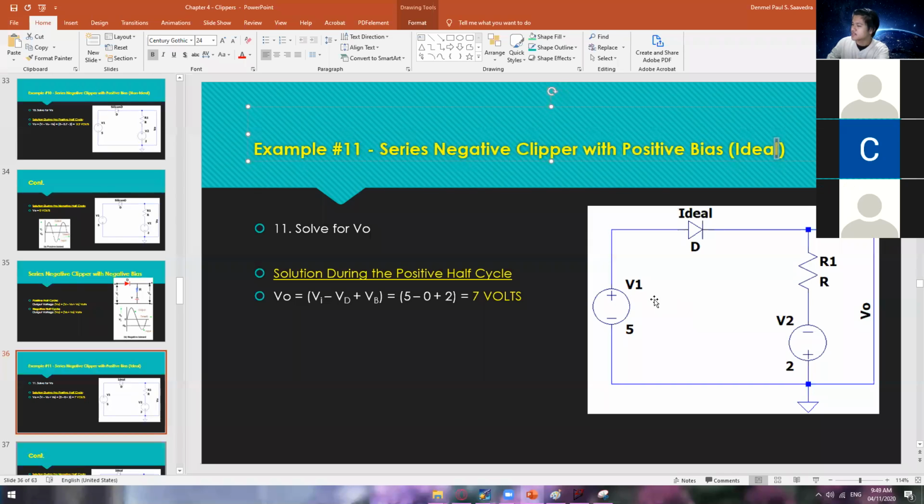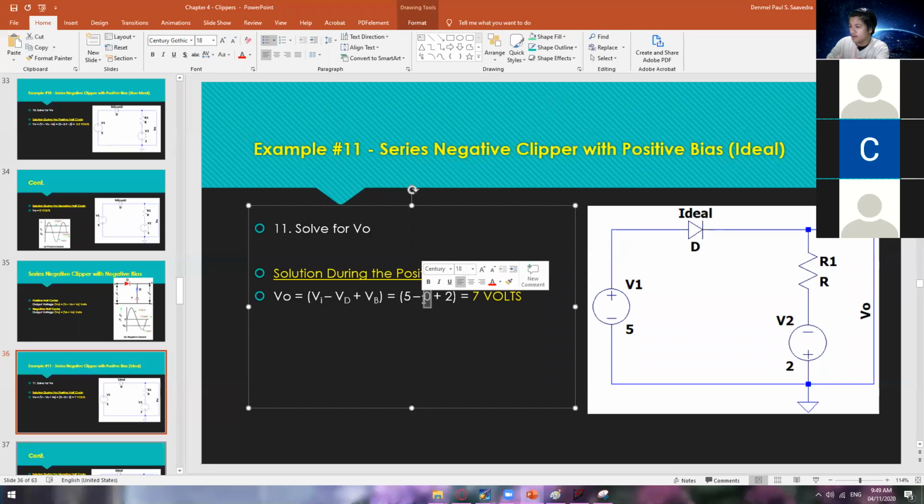Anyway, so as a result, you have to deal with everything, our voltages, V sub I, V sub B, and the threshold voltage of the diode. So we have here the formula. V sub I is positive, and the threshold voltage of the ideal diode is of course 0, so just put 0 there. And for the bias voltage, it's positive 2 volts. Okay, if you do the math, 5 minus 0 plus 2 is 7 volts. That is during the positive half cycle.